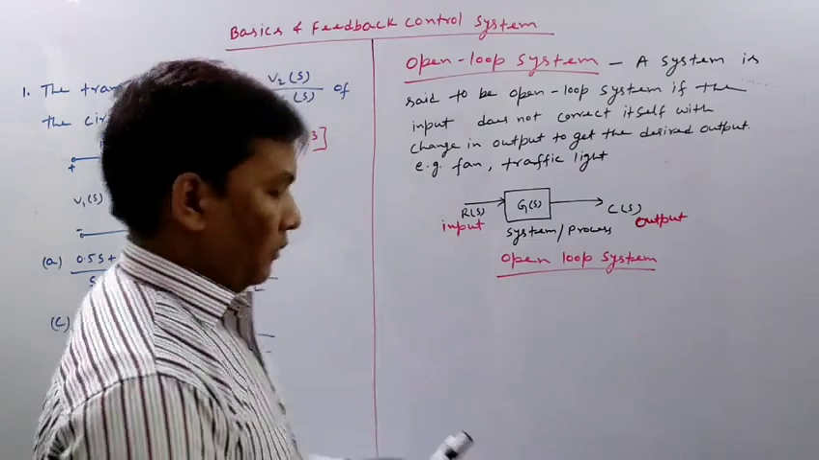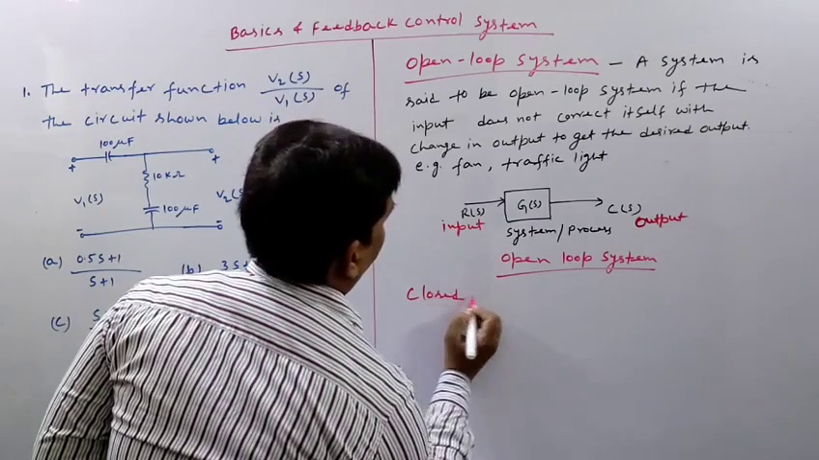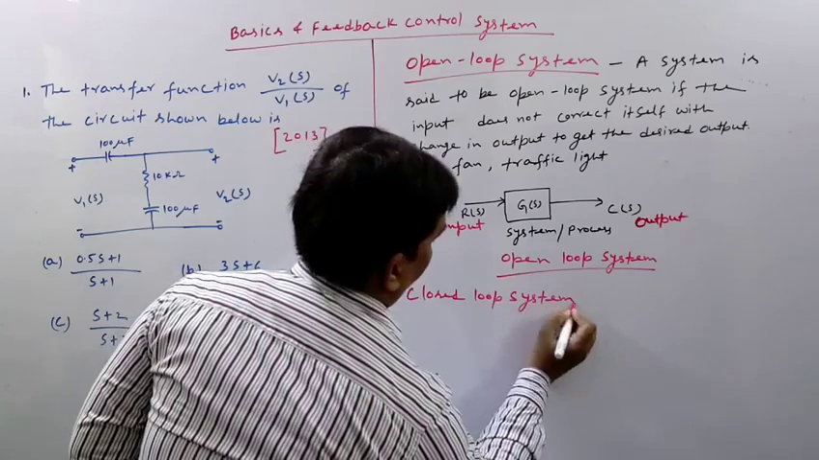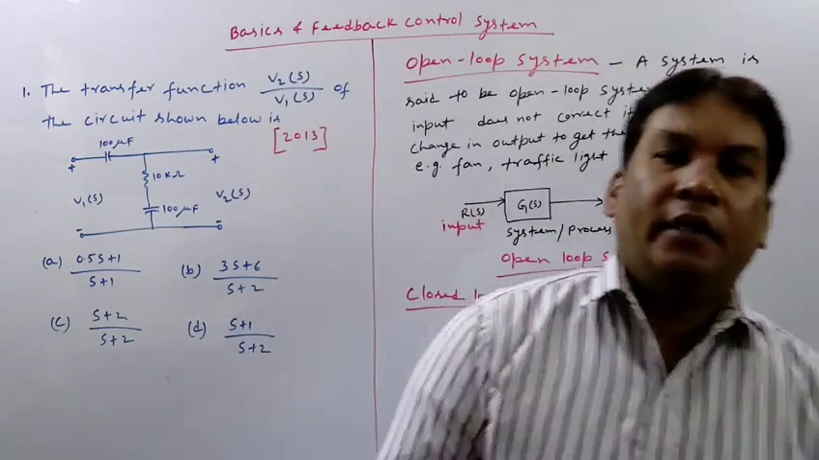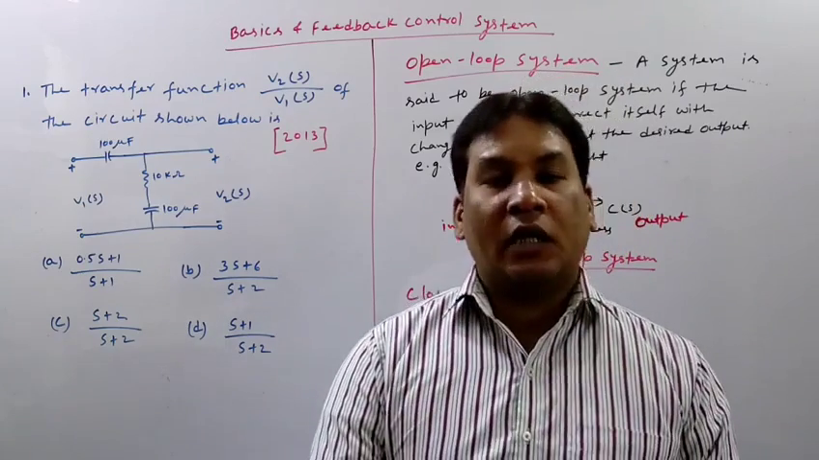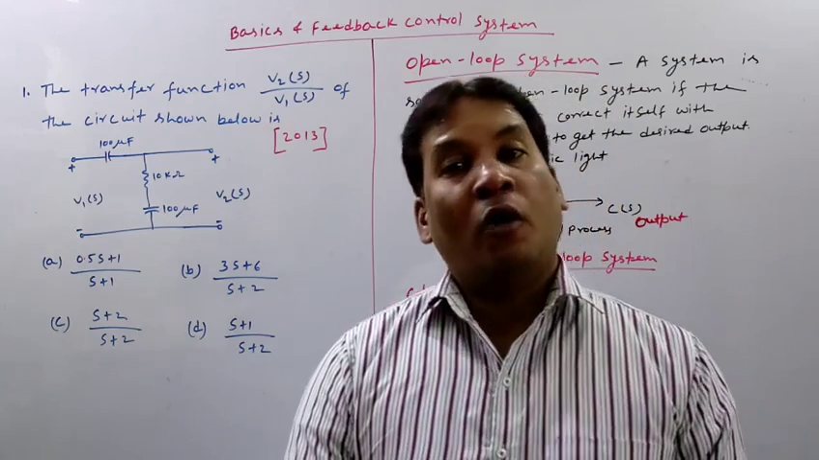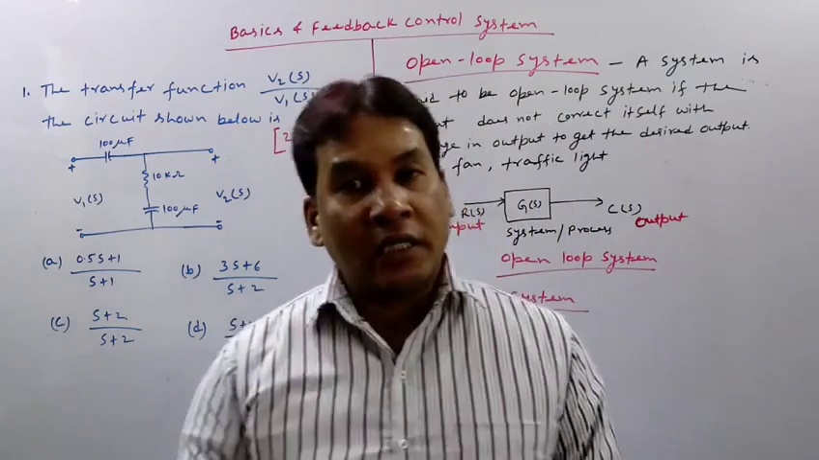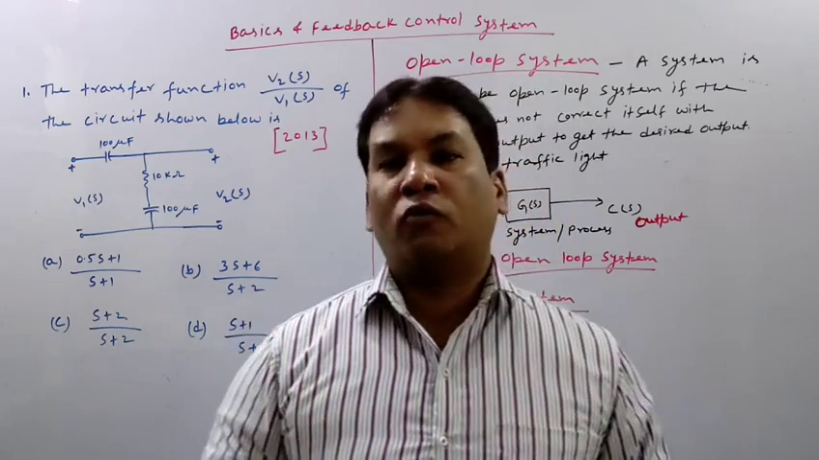Now what is a closed loop system? Let me write closed loop system. In an open loop system, the input of the system was not correcting according to the change in output of the system. But in a closed loop system, what happens? The input corrects with change in output, so that the desired output could be obtained.